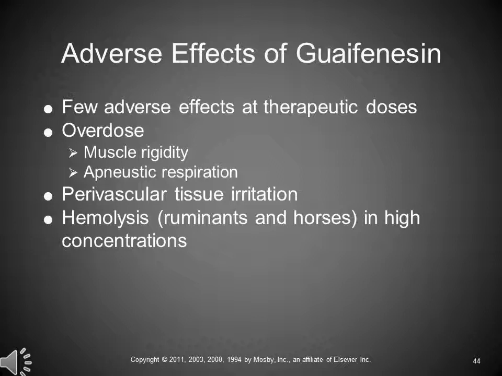If there is an overdose, you will get some degree of muscle rigidity. They'll go from relaxation to rigid. You can start getting some apneustic respiratory patterns. If it's given outside the vein, it will cause perivascular tissue irritation. And in high concentrations, if you don't dose it right, you can end up with some hemolysis in ruminants. In horses, we don't see hemolysis that much. You kind of got to mess up pretty bad to do that.